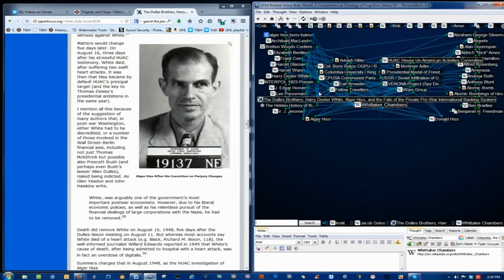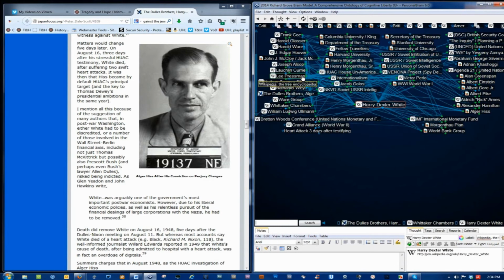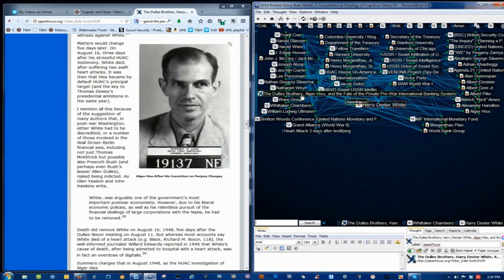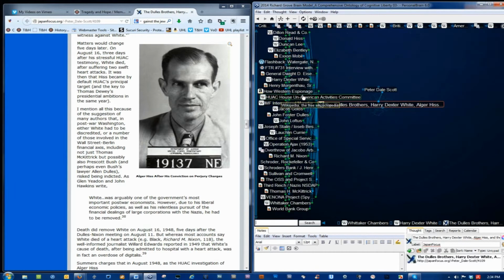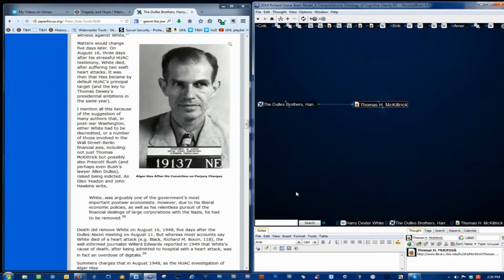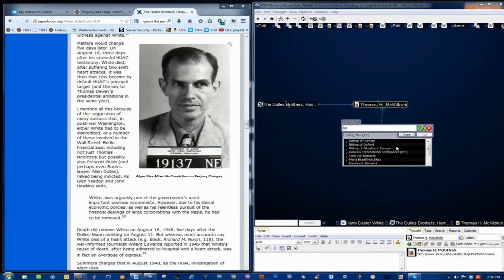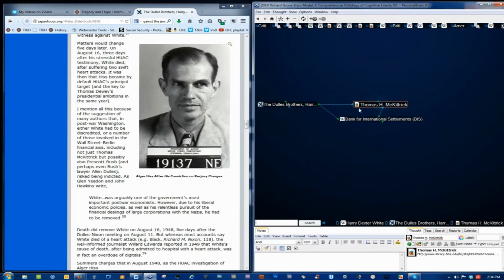Scott goes on to say that he mentions this because of the suggestion by many authors that in post-war Washington, either White had to be discredited or a number of those involved in the Wall Street-Berlin financial axis, including not just Thomas McKittrick, who was in charge of the Bank of International Settlements, but also possibly Prescott Bush, and perhaps even Bush's lawyer, Allen Dulles, risked being indicted.